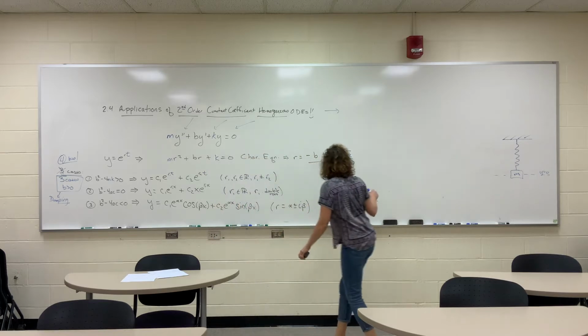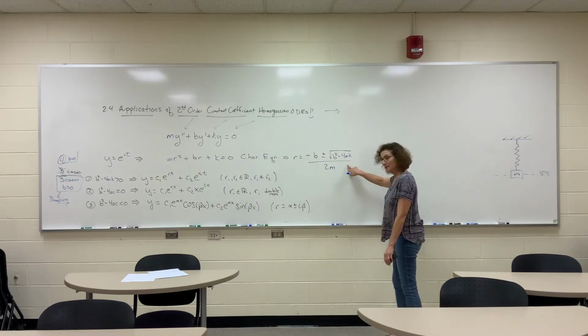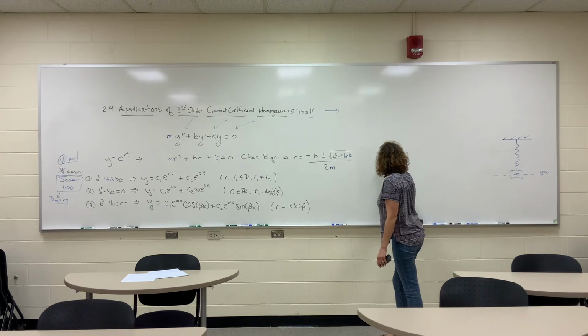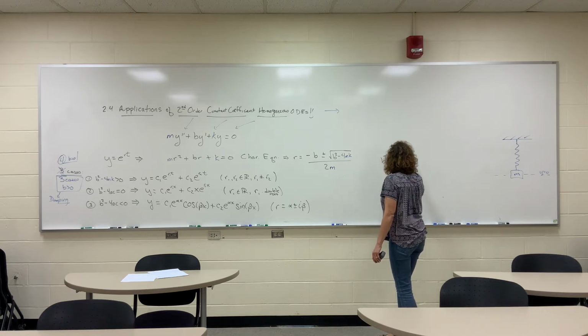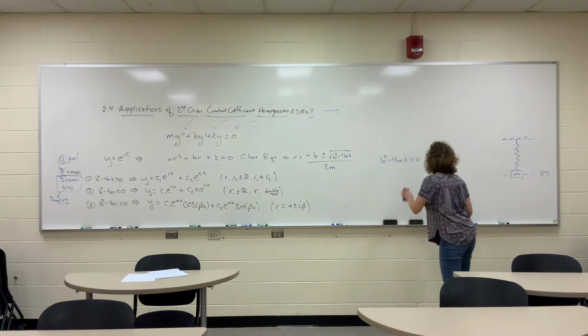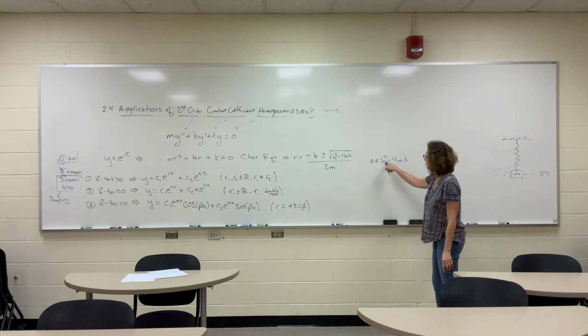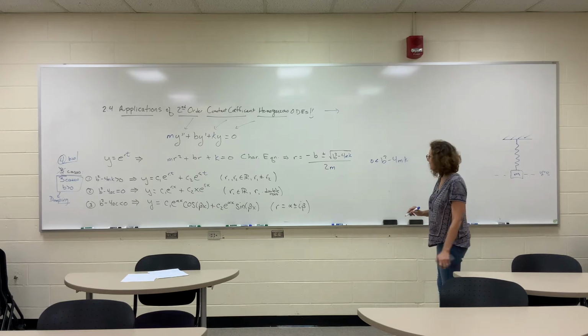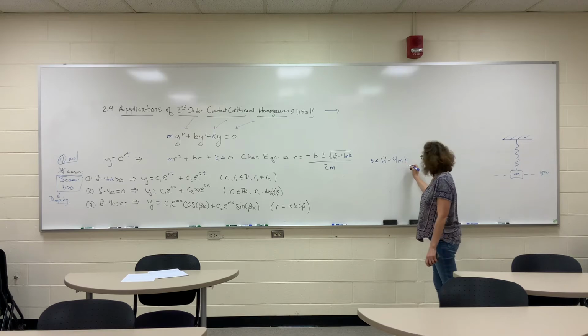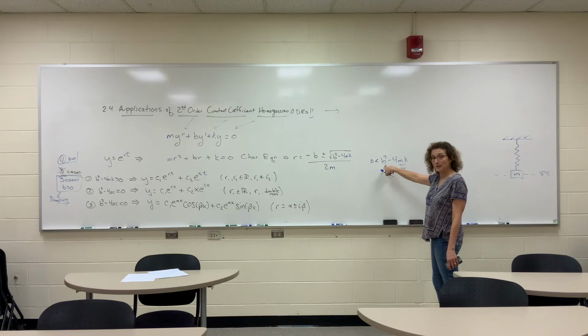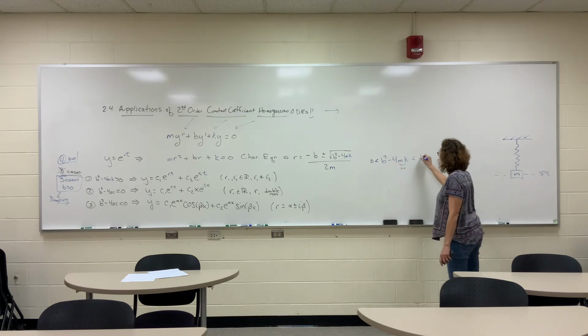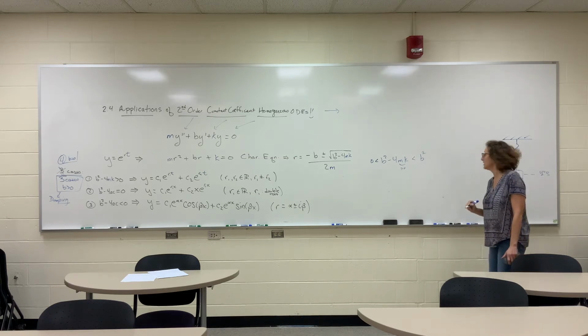If that's the case, and b squared minus 4mk is positive, that's the case one we're in. I know m and k are positive, so I'm taking something positive away from b squared. So b squared minus something positive is smaller than b squared. Do you agree? Awesome.